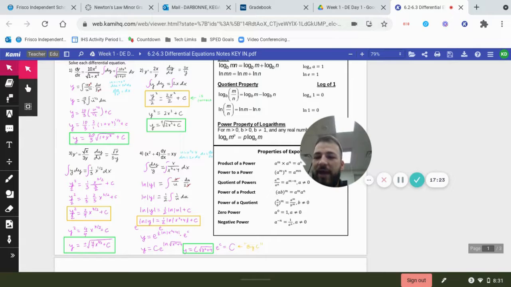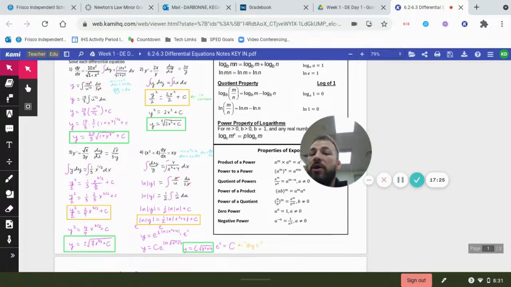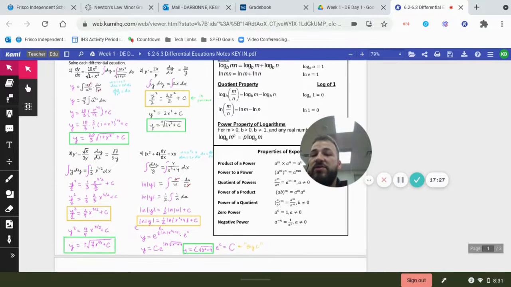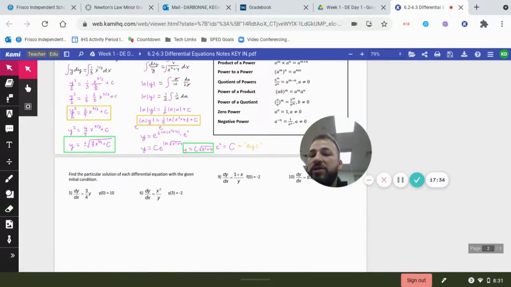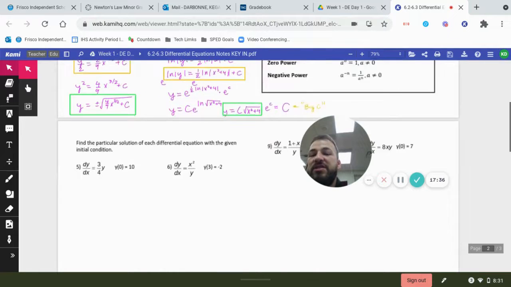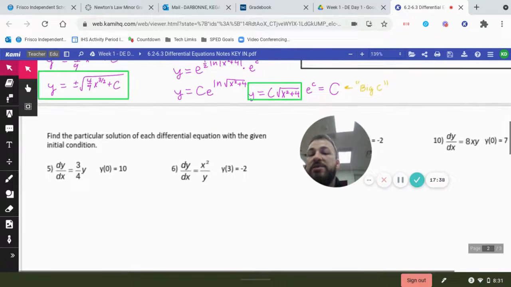Okay. So these are all what we call general solutions, because general solutions are where we finish it out and we just have C. A particular solution is when we plug in and actually solve for that value of C. So find the particular solution of each differential equation with the given initial condition.